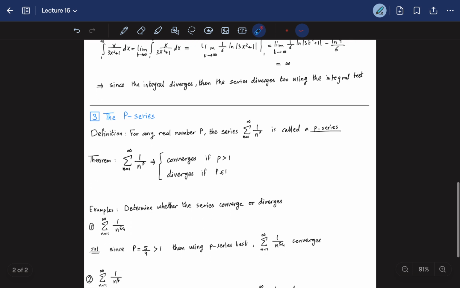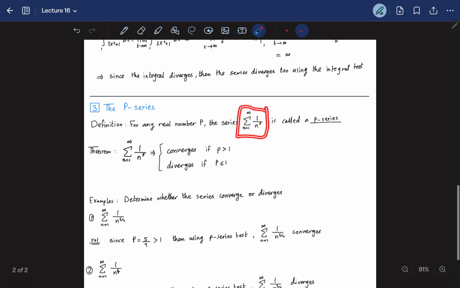So that's it. Now, the last type of test that we're going to talk about today is the p-series. A p-series has this formula: the summation of 1 over n to the p, where p is any real number. We call this a p-series. This p-series converges if p is bigger than 1, and it diverges if p is less than or equal to 1. As simple as that. So if we have this series, for example, my p is 5 over 4. 5 over 4 is bigger than 1, so using the p-series test, my series converges. That's it.